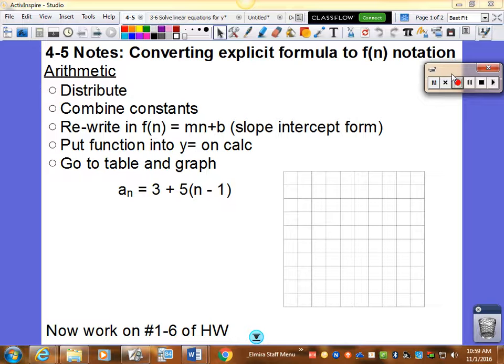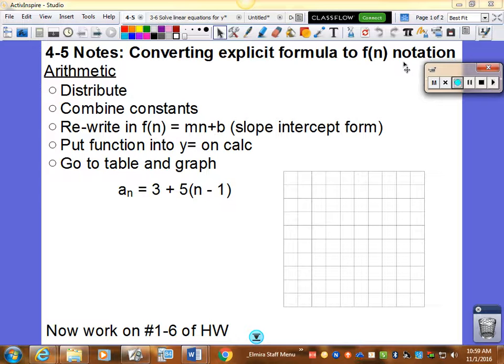Here are our notes for today. We're going to be converting an explicit formula to function notation. So remember how we graphed yesterday? We graphed our sequences and we noticed that arithmetic sequences were linear and geometric sequences were exponential.